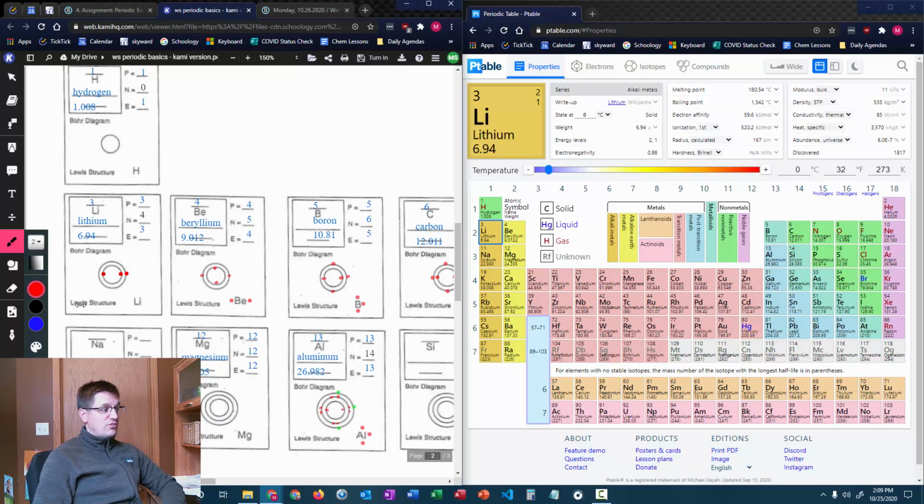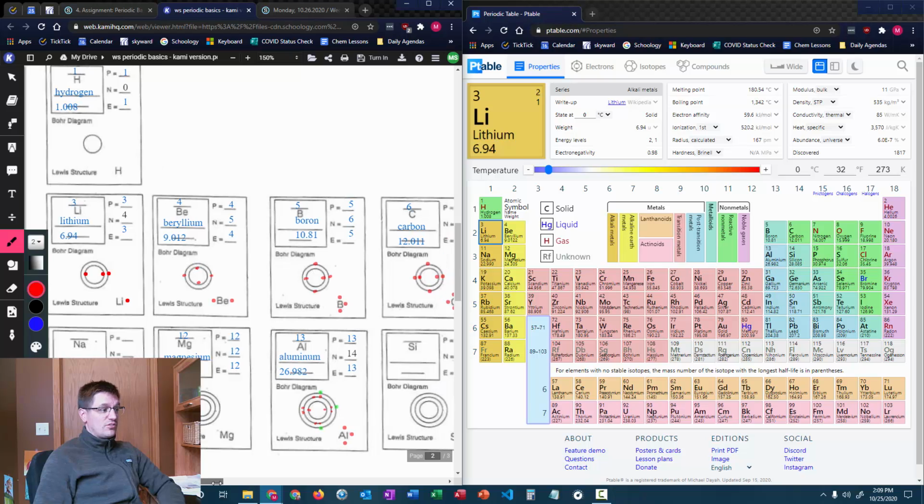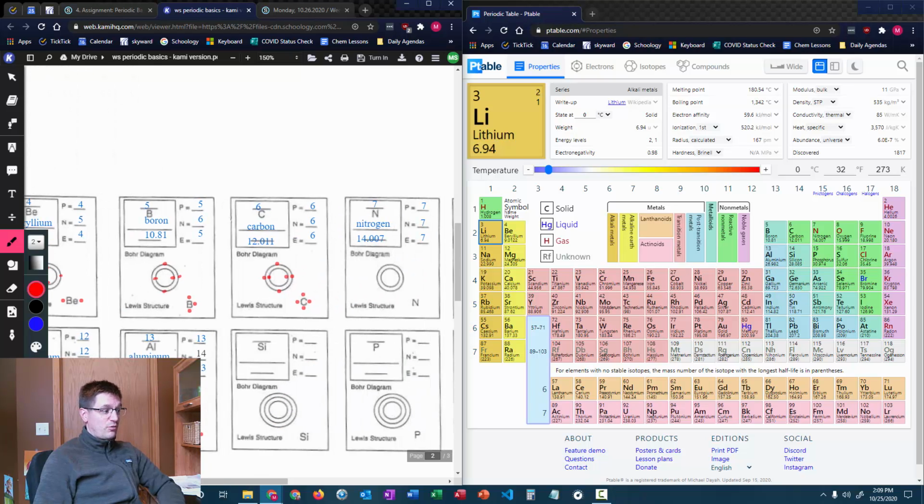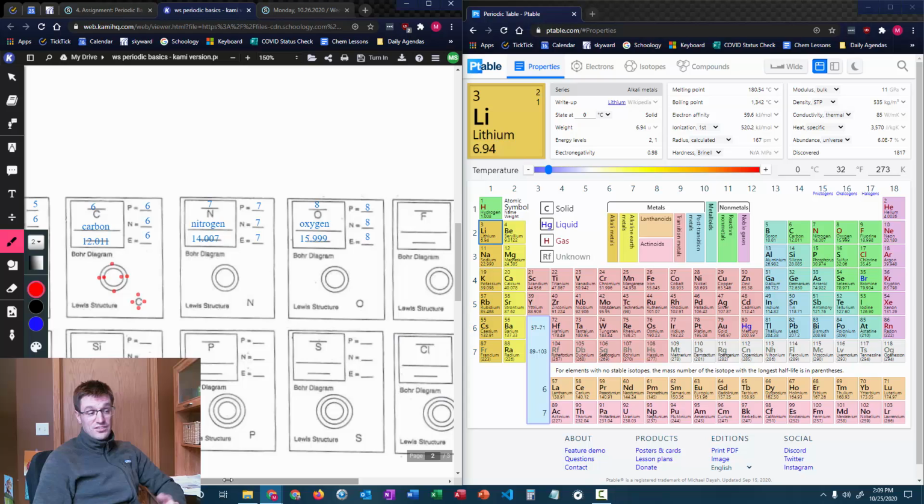And then with the Lewis structure, we just look at the outside shell only. That's called the valence shell. We can see that lithium has 1 valence electron, so we give it 1 dot on the Lewis structure. Beryllium has 2 valence electrons, 2 dots on the Lewis structure. 3 for boron, 4 for carbon. I bet you can guess what's going to happen for nitrogen.